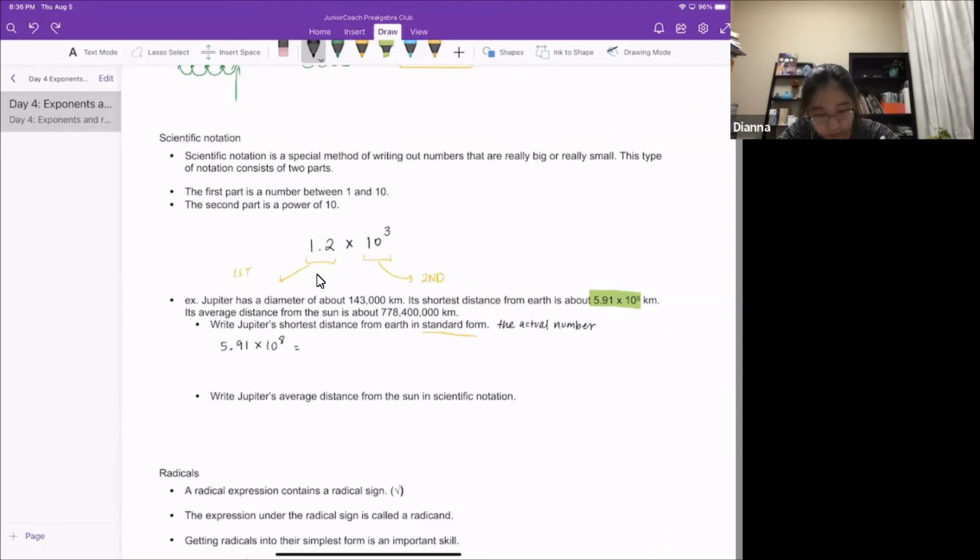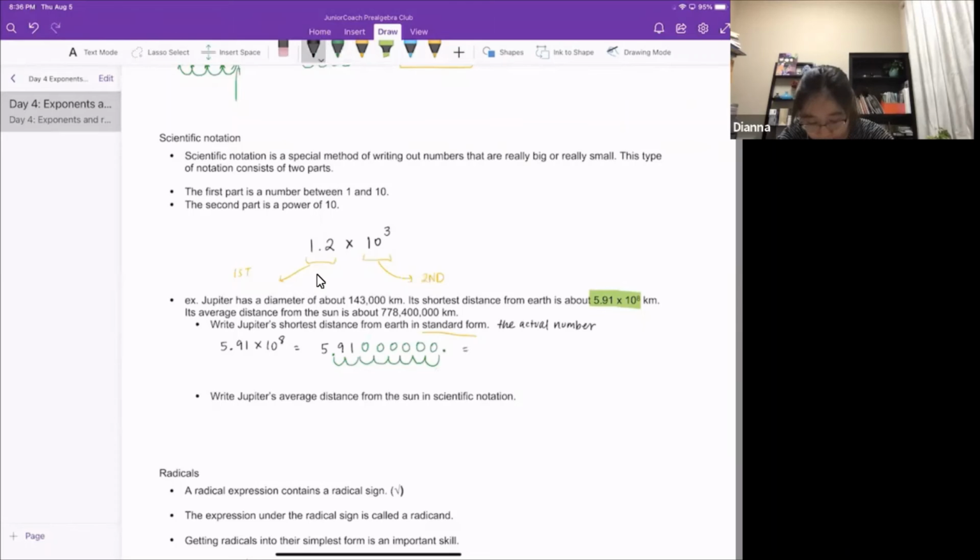So it's going to be a lot of arrows drawing. So 5, 9, 1. The decimal was originally over here. I'm moving to the right 8 times. So let's count. 1, 2, 3, 4, 5, 6, 7, 8. So now I put all these placeholder zeros. So the decimal point is going to end up right here, right? Because this is 8 places in total that I have multiplied by 10.